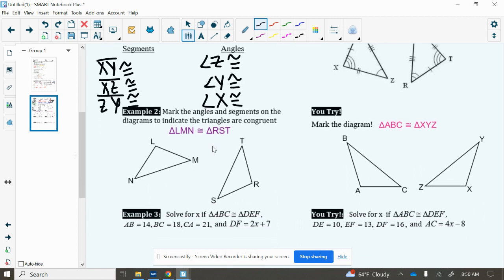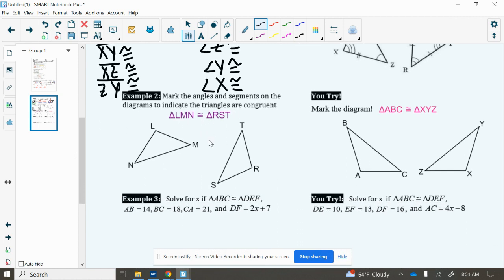All right, now, sometimes they're telling us that the triangles are congruent. They give us the congruence statement. We then are in charge of marking the picture. So for instance, on the first one, they're telling us angle L and angle R are congruent. So I'm going to give each of those 1. Then they're telling me angle M and angle S are congruent. I'm going to mark that with 2. And then I have a third angle, N to T. I'm going to give that 3. So now I have my picture marked with the angles.